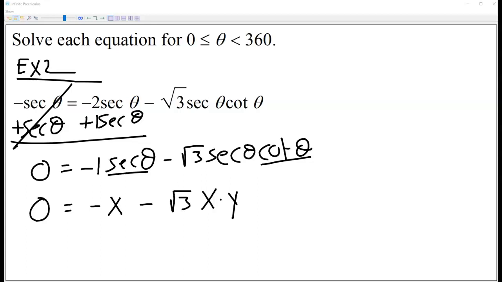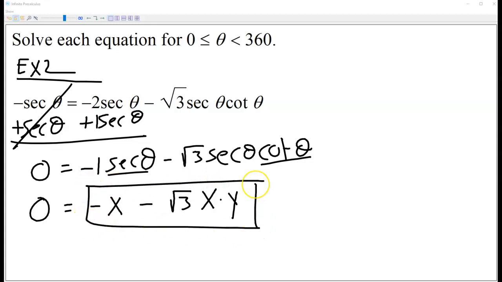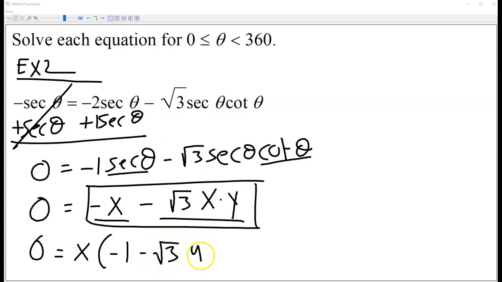And then from there we're going to factor. Now how would I factor this? It's not the box method. You'll notice that this term and this term have something in common. They both have an x involved. So what we're going to do is take the x out. So this is a GCF type of problem.